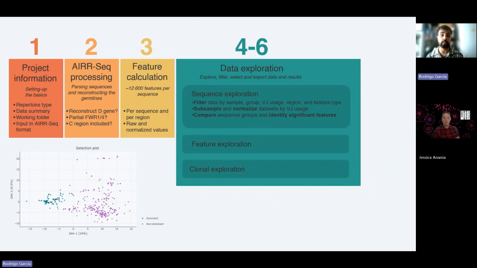And the next steps, you can explore this data at different levels. There is one level, which is the sequence exploration level. You can filter data by sample, group, VJ usage, region, feature type. You can sample, normalize. You can compare sequence groups. For example, in this plot at the left, we have separated dominant and non-dominant clones that have a particular VJ usage in this patient. And this is a PCA that represents all of these features that we have calculated. It represents the significant features that separate these two.